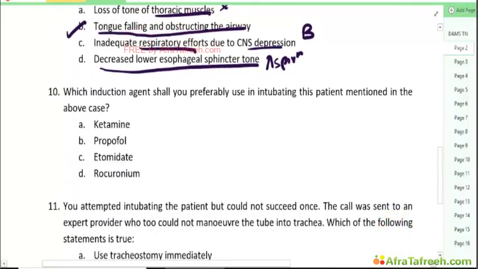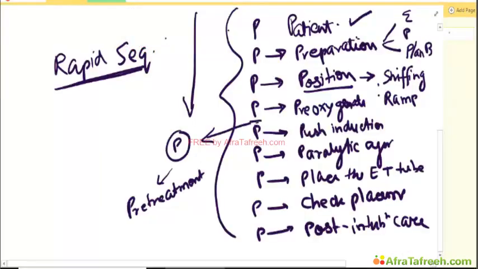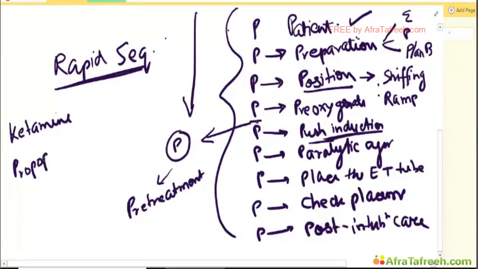Right. So coming to the next important thing in RSI is the choice of drugs. The induction agents commonly used are ketamine, propofol, midazolam, plus minus fentanyl.